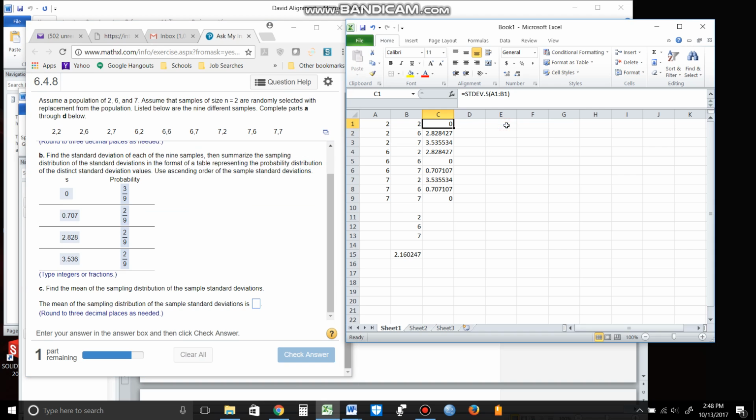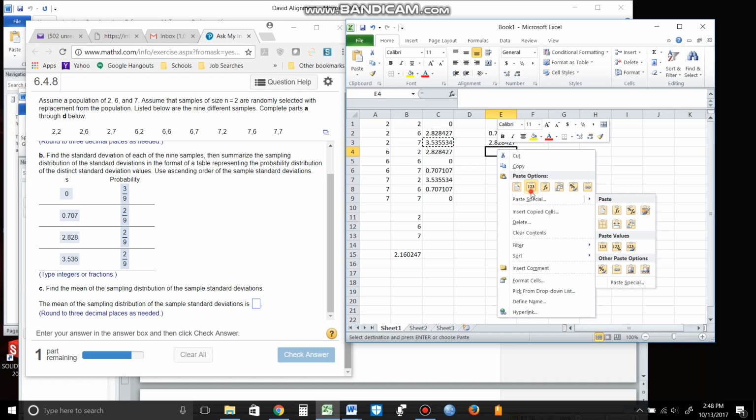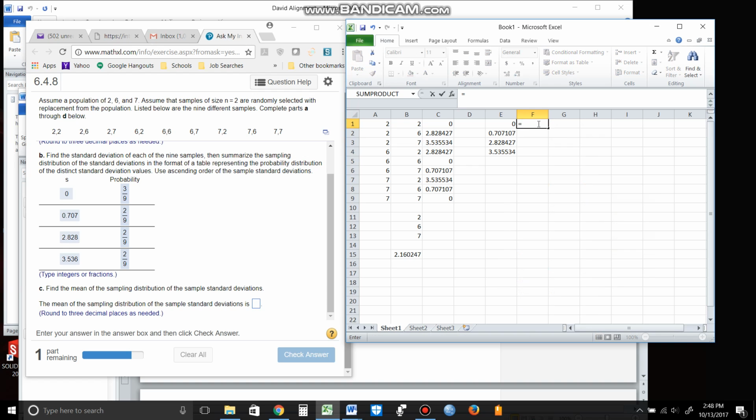And now I can actually come in and create the appropriate distribution over here in Excel. So let me copy this value here and just do a paste special, and copy this value here and do a paste special, and copy this value here and then do a paste special, and then enter the appropriate probabilities. Okay, 2 divided by 9, and then copy this down. So basically this right here is the same as this right here.